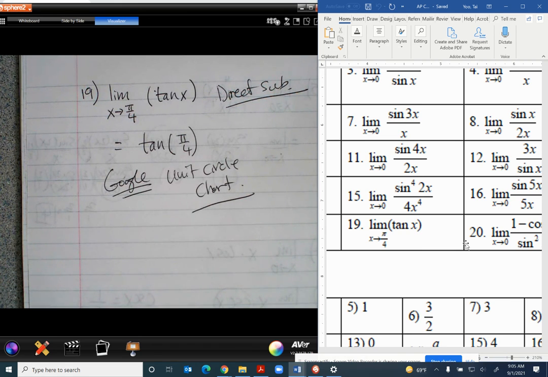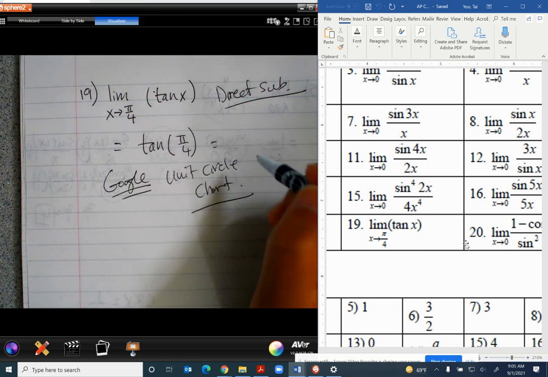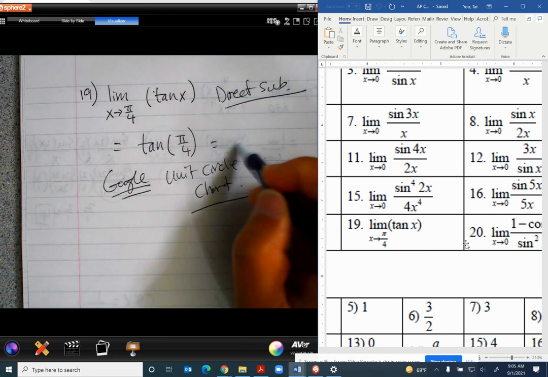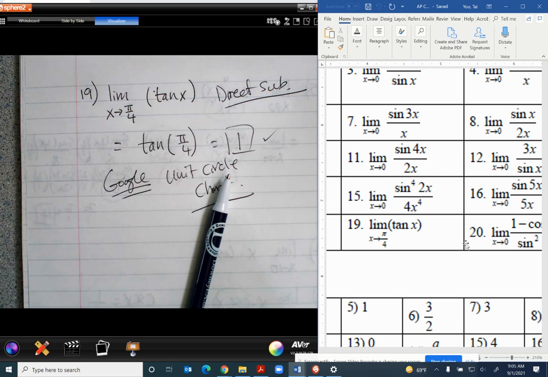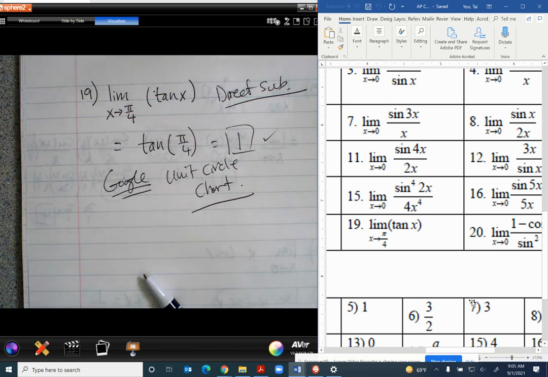Did you find it? Okay, what is tangent pi over 4 according to your unit circle chart? 1 is your answer. If you don't know how to find it, you need to ask someone, or ask Google, or ask Alexa. Make sure you know how to find it. Okay, that's number 19. So that should be correct.